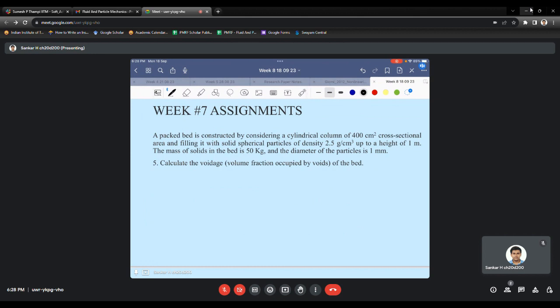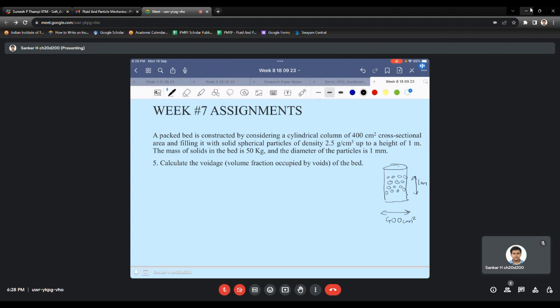Okay, let's move on to the next question, which is given by this problem over here. A packed bed is constructed by considering a cylindrical column of 400 centimeters square cross-sectional area, and filling it with solid spherical particles of density 2.5 gram per centimeter cube up to a height of 1 meter. The mass of solids in the bed is 50 kilogram and the diameter of the particles is 1 millimeter.